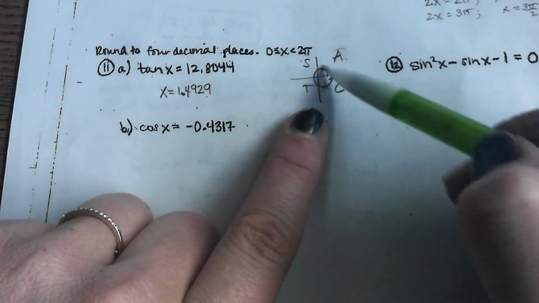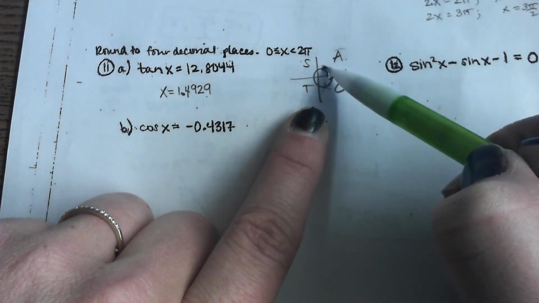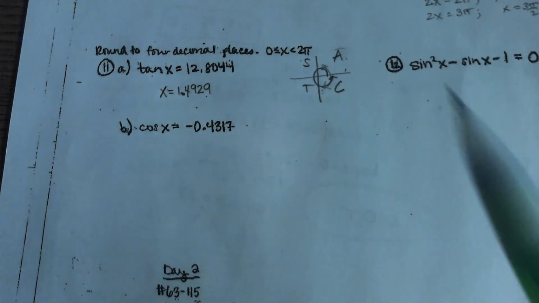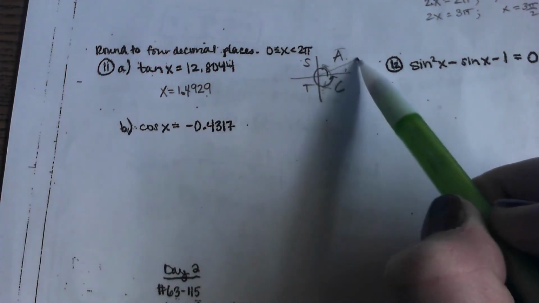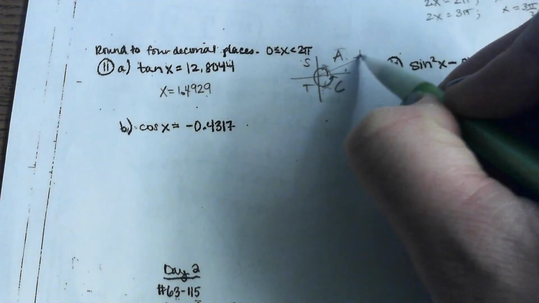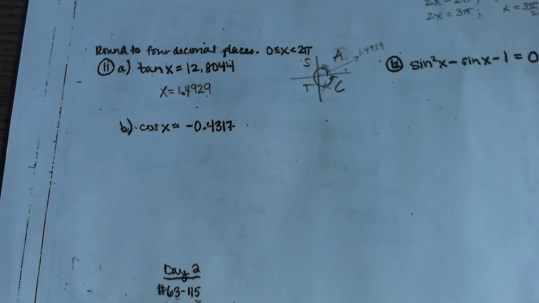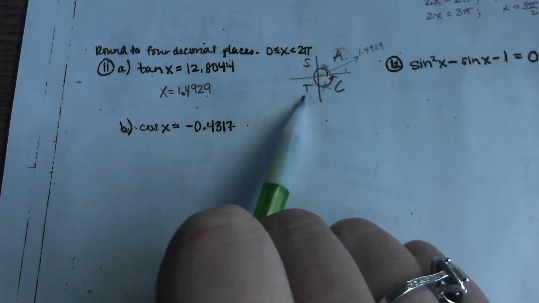Because the calculator is always going to give us something between negative pi over 2 and pi over 2. Versus our question is actually asking us for all of the answers between 0 and 2 pi. So there's a little bit of additional thought that has to happen here. So if the first quadrant angle is 1.4929, what's the reference angle? Because we have to find the third quadrant's version of that.